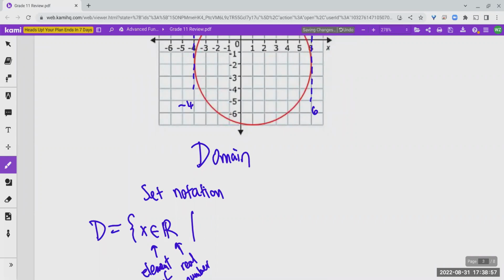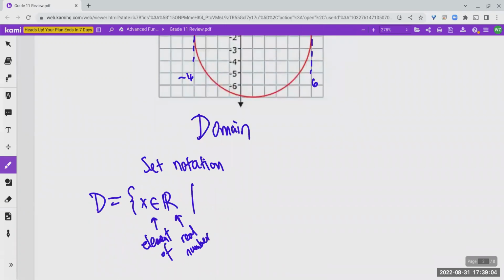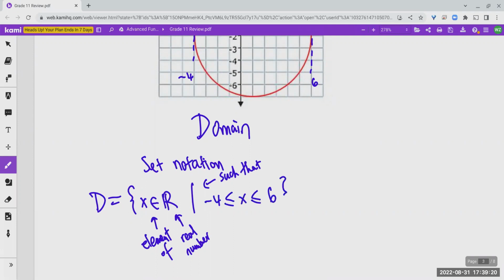Well, there are restrictions though. It can't be all the real numbers, right? Remember, because it's only between -4 and 6. So the vertical line, what is that? That means such that, well, that's literally English, such that, x is between -4 and +6 and close bracket, okay?